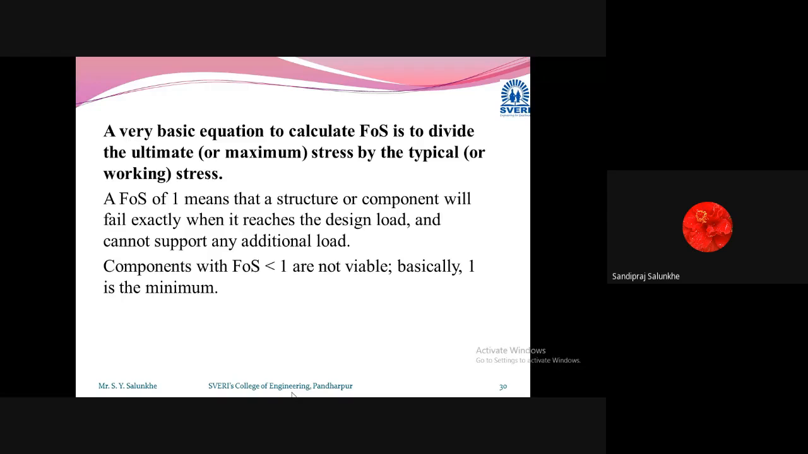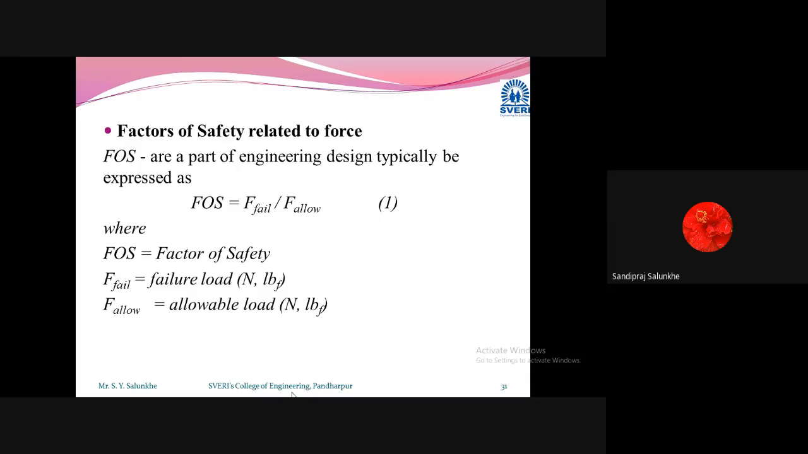So when we are going to design and select this factor of safety, it should be more than 1 or at least 1. Yesterday also I told you that if the factor of safety becomes less than 1, it means that before reaching the rated load of that component, it is going to fail. So the factor of safety should be 1 or more than that. In various cases, it is more than 1. Then next, we are going to calculate the factor of safety by considering the force which is applied.